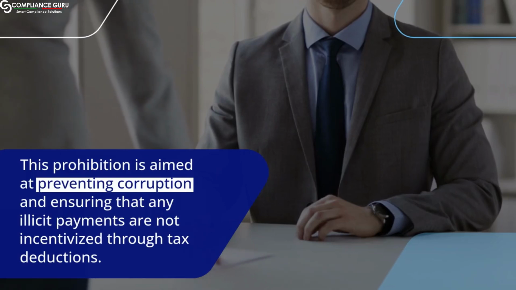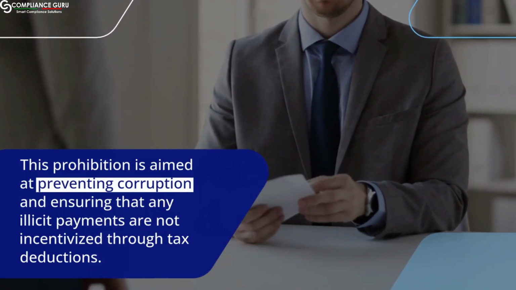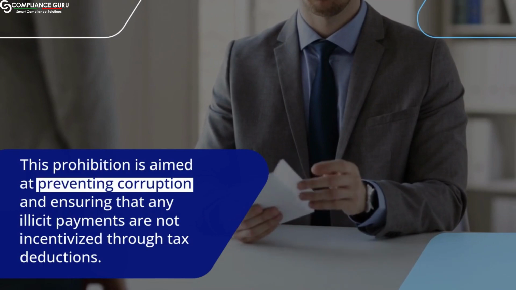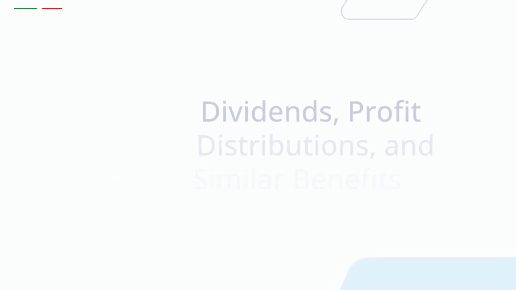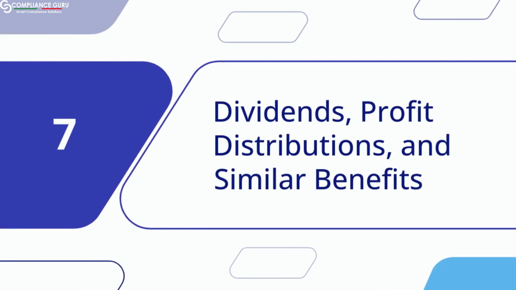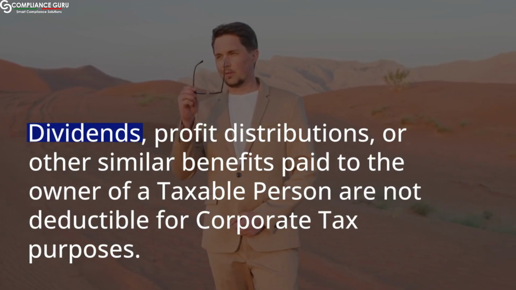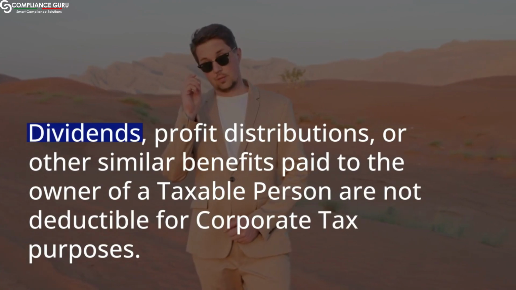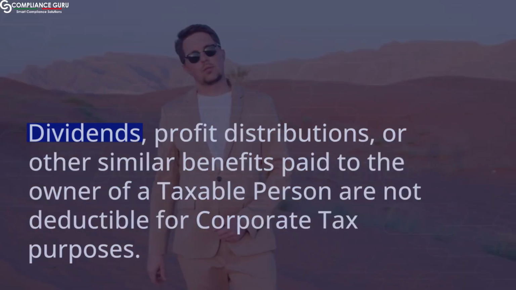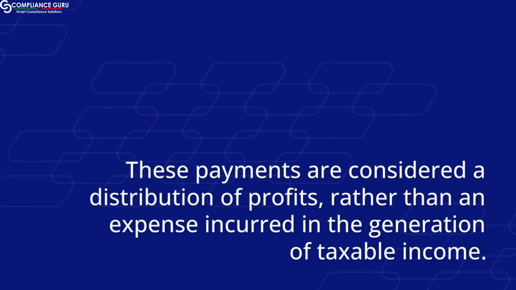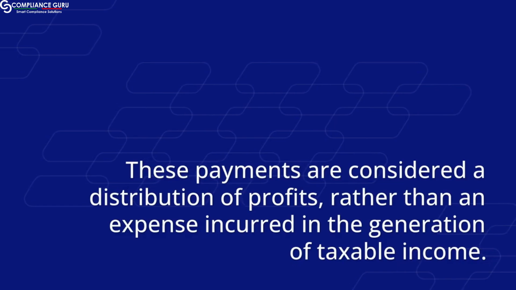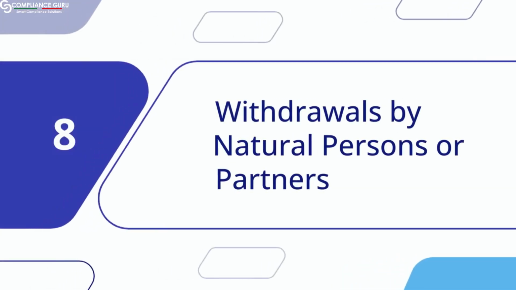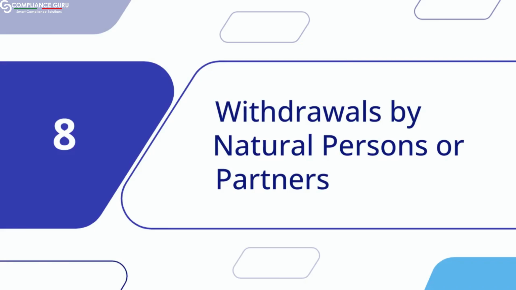This prohibition is aimed at preventing corruption and ensuring that any illicit payments are not incentivized through tax deductions. 7. Dividends, profit distributions, and similar benefits. Dividends, profit distributions, or other similar benefits paid to the owner of a taxable person are not deductible for corporate tax purposes. These payments are considered a distribution of profits, rather than an expense incurred in the generation of taxable income.